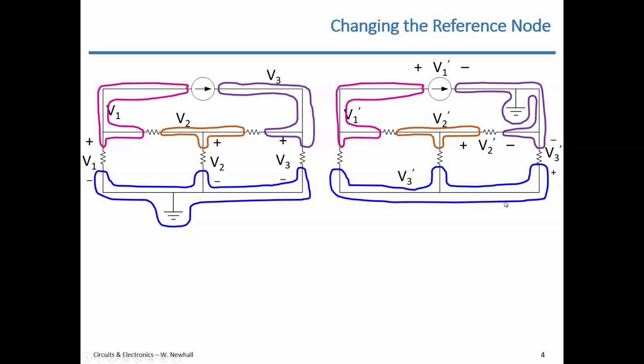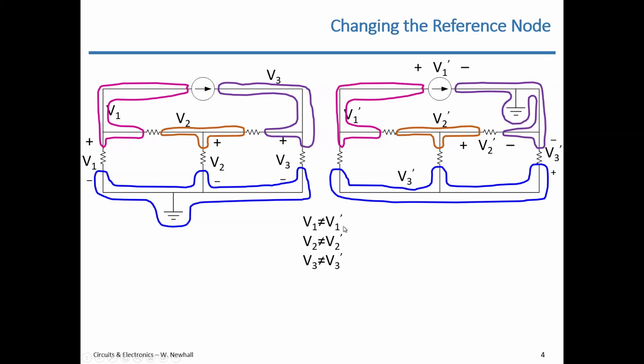Comparing left to right, V1, V2, V3, and V1 prime, V2 prime, V3 prime, they're measured between different points of the circuit. Look at where the polarity signs are. They're just different points in the circuit. So V1 is not V1 prime, V2 is not V2 prime. These are not equal. Okay, you could maybe numerically work out to be equal if you design the right circuit, but in general, you're picking different points in the circuit to define these voltages.